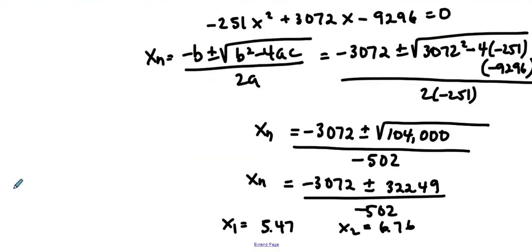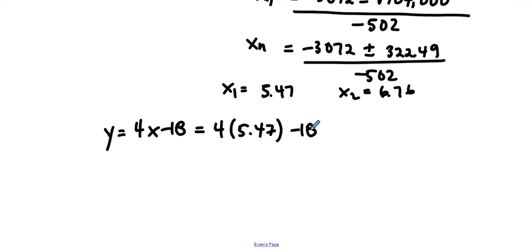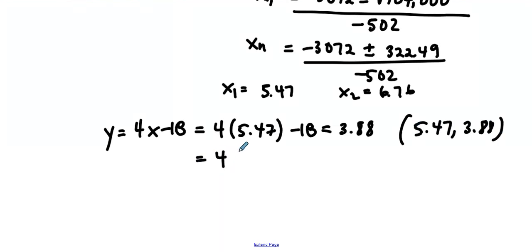Okay, and then we would have to find the respective y's. So we take the 4x minus 18, and we plug in the first x, and this gives us 3.88. So there's our first point. And we plug in the second value of x, and this gives us 9.04.